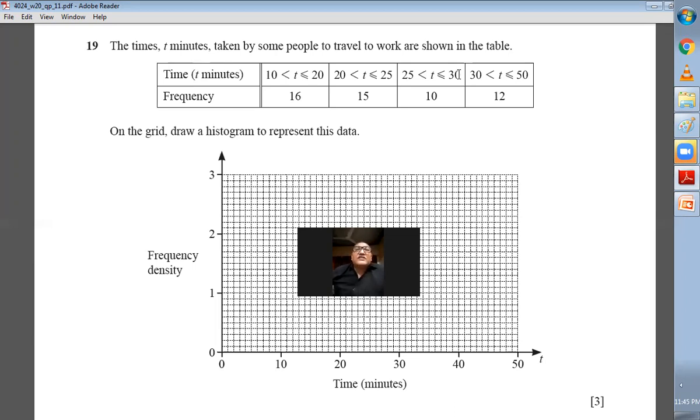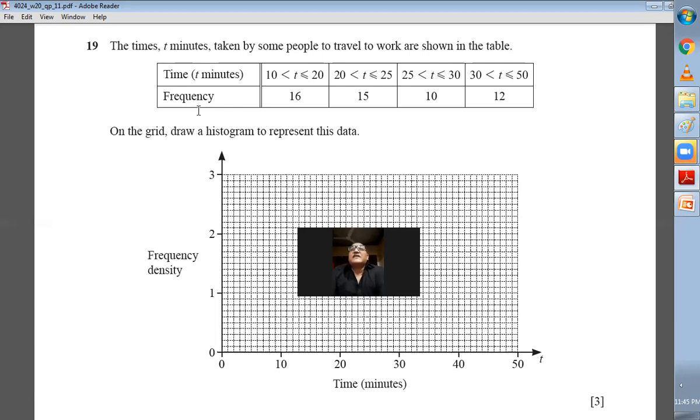So the class width will be 5. This class's upper limit is 50 and the lower limit is 30, so the class width will be 50 minus 30, that will be 20. So you need to find out the class widths. Then I will find out the frequency, because the class widths are different from each other.